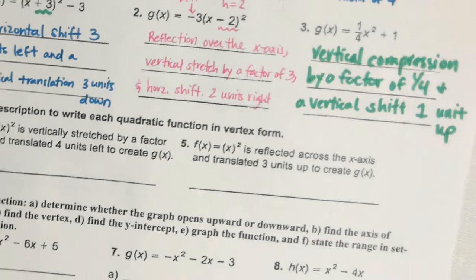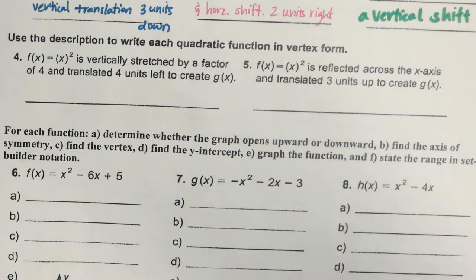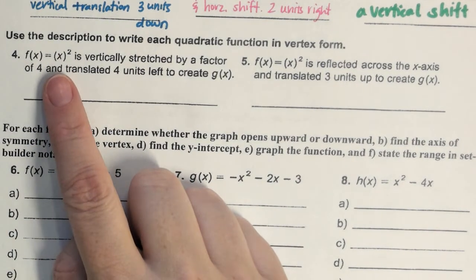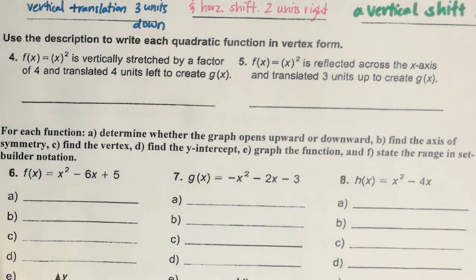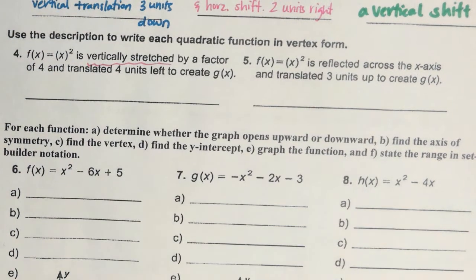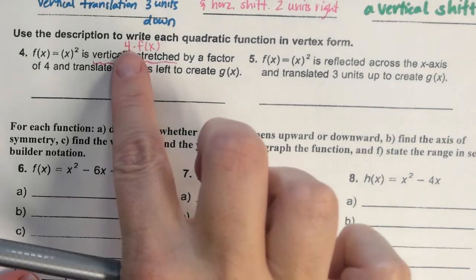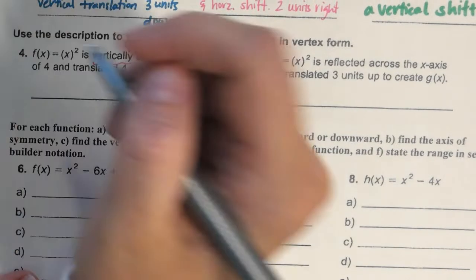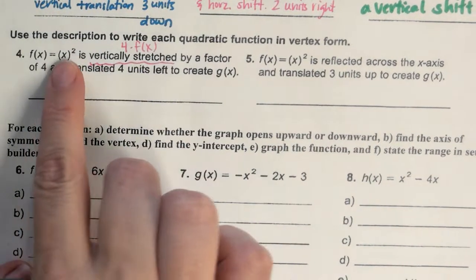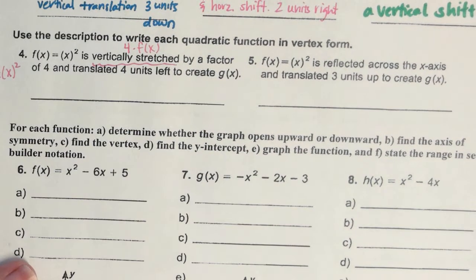All right, and then use the description to write the quadratic function in vertex form. So you're taking f of x equals x squared. It is vertically stretched by a factor of 4. So to do the vertical stretch, that is going to be 4 times your f of x. Okay, so if I do that, I have 4 times, they even put that in like the parentheses for you, so it'll be 4 times x squared.